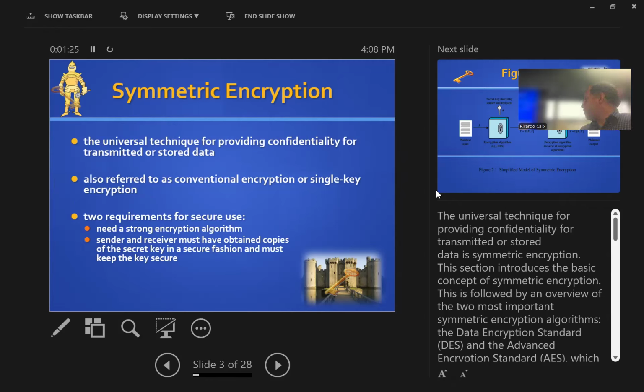Sender and receiver must have obtained copies of the secret key in a secure fashion and must keep the key secure, right? So this is the problem that we've been having all semester: how to share that key. So that's where today I'm going to give some of the ideas, not so much the math or anything like that, but just the general concepts, and we'll go from there.